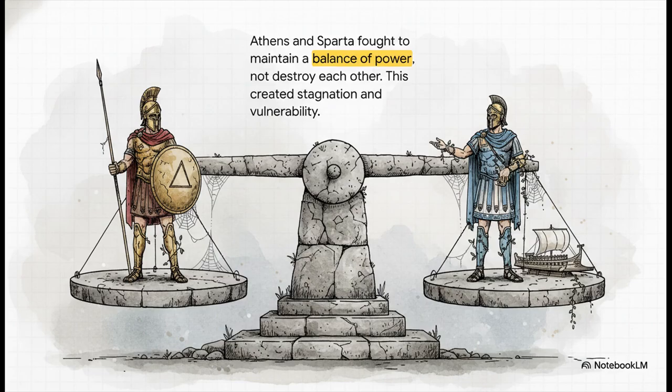But here's the thing, they weren't trying to destroy one another. Athens could have sparked a massive slave revolt to wipe Sparta off the map, but they didn't. Sparta could have done the same to Athens, but they wouldn't. Why not? Because it would have destroyed the whole social order. It would have shattered their precious equilibrium. So they got stuck fighting to keep things the same, and that made them predictable, stagnant, and very, very vulnerable.